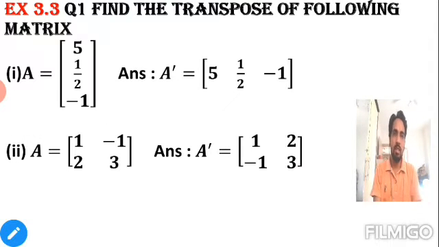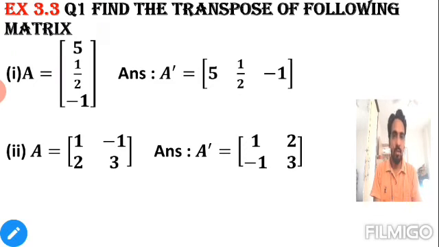Based on this, in exercise 3.3 there are very simple questions where we just want to write the transpose of the following matrices. The first one, matrix A, which is 5, 1 by 2, minus 1, and if you want to write A transpose, it is given vertically, means it is a column matrix. Just write it as a row. Rows have to be made columns, columns have to be changed to rows. So here there is one column, and we changed it into a row: 5, 1 by 2, minus 1. Now this is a row matrix which is the transpose of A.